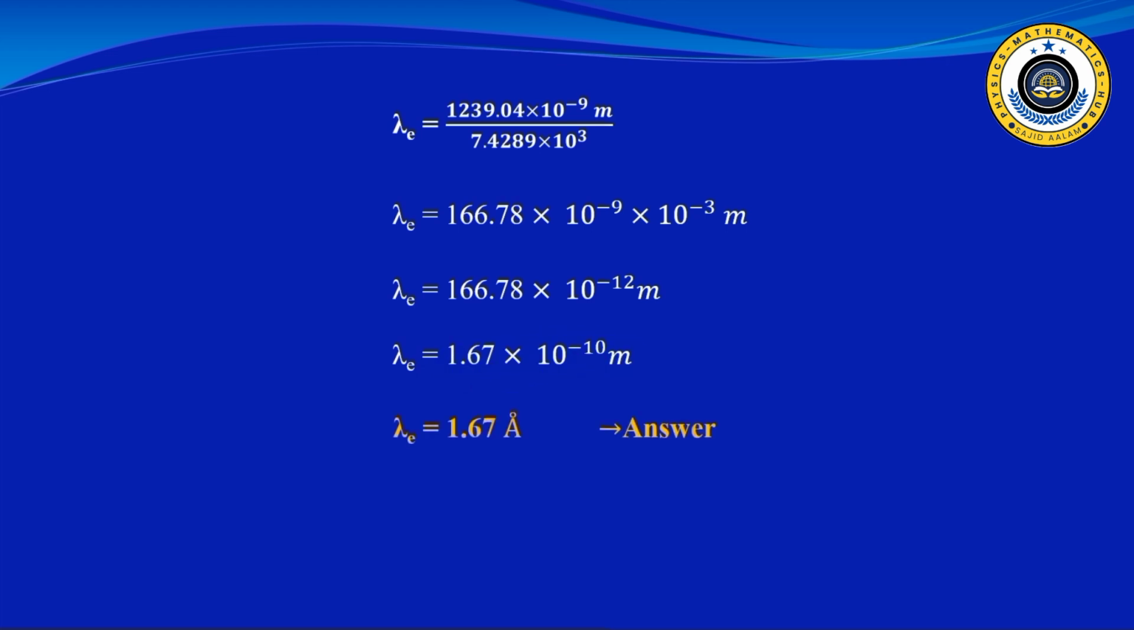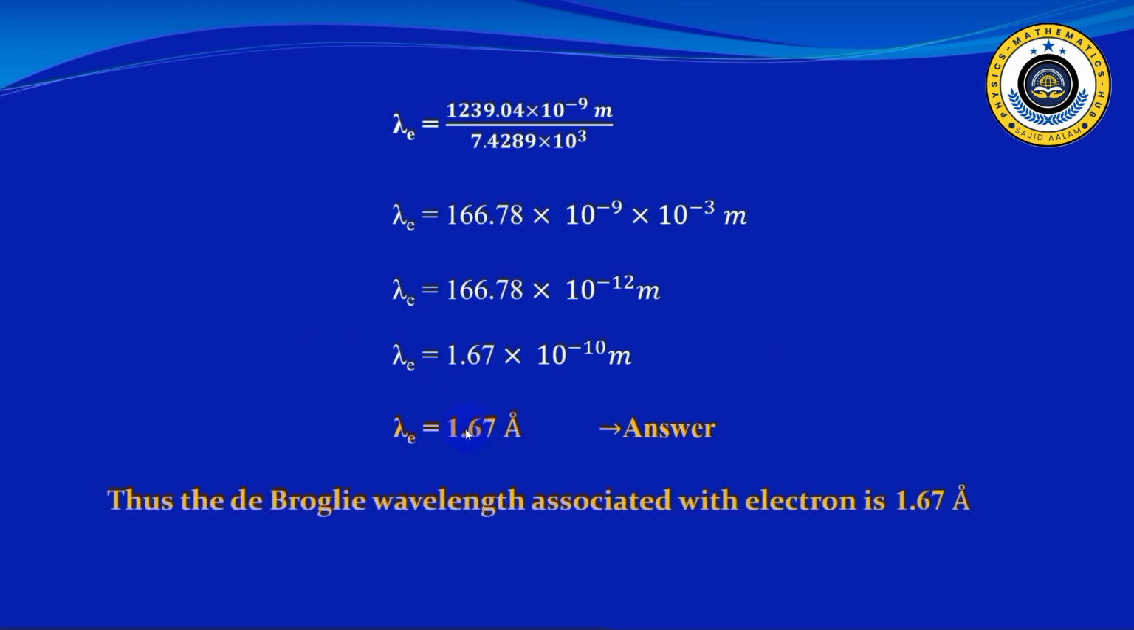In terms of angstrom, which is the unit of length, we can write this as lambda_e is equal to 1.67 angstrom. Thus, the de Broglie wavelength associated with electron is 1.67 angstrom.